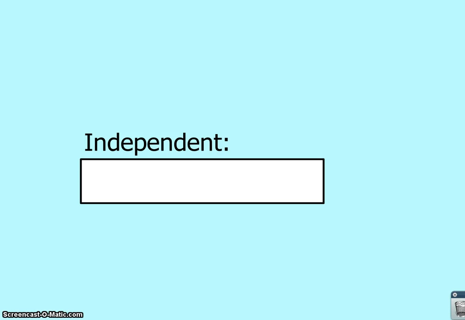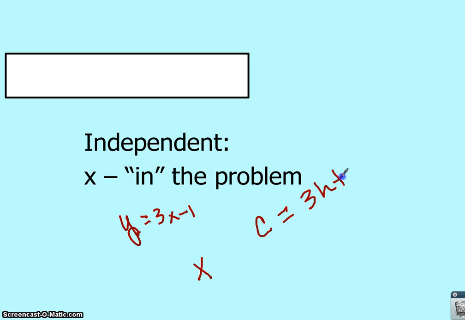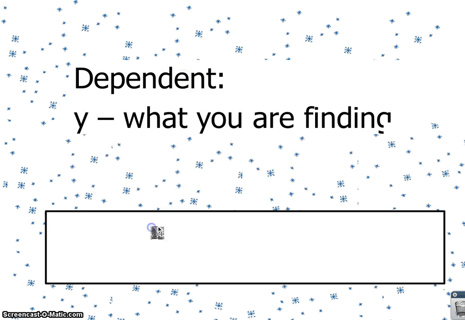The independent is talking about the x, or what is in the problem. So if they give you an equation, y is equal to 3x minus 1, the independent is x. If they give you a different letter, they might have that c is equal to 3h plus 8, then h would be your independent. It's what's in the problem. The dependent is your y, or what you are finding. So it's what's not in the problem.